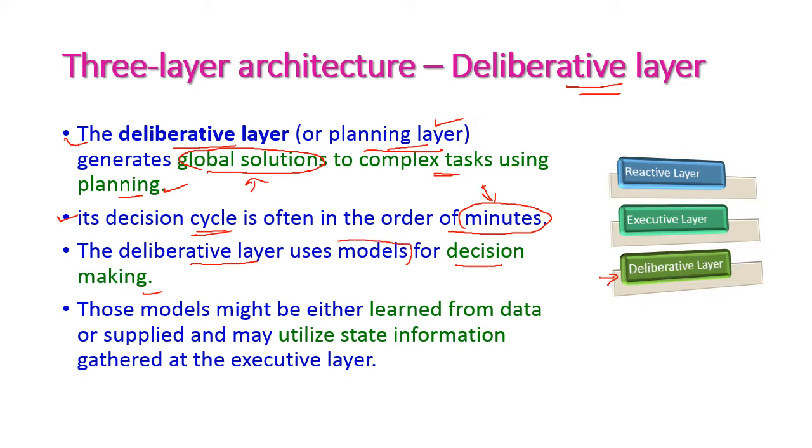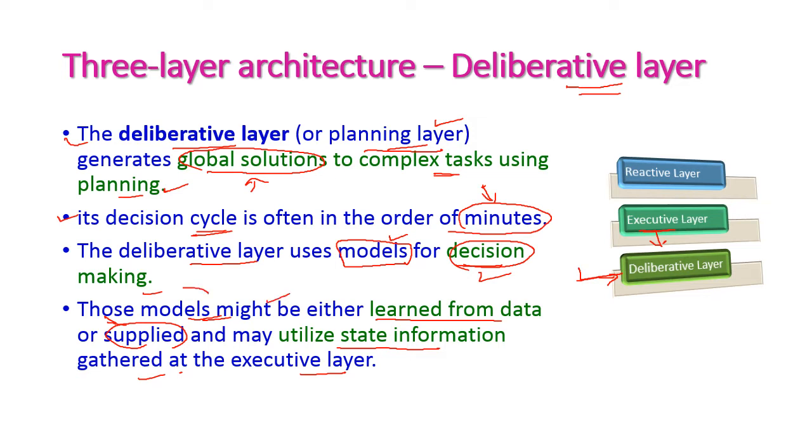By using this model only, the decision will be taken, and this model must either be learned from data or supplied to the robot, or use state information which will be generated by the executive layer, isn't it? So by utilizing state information from the executive layer, the decision will be taken.